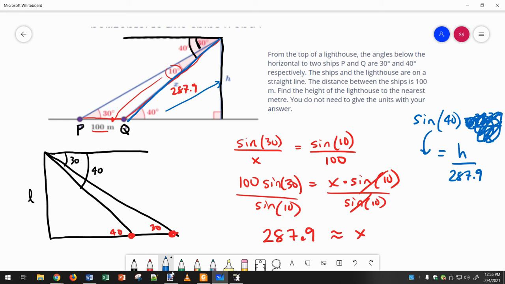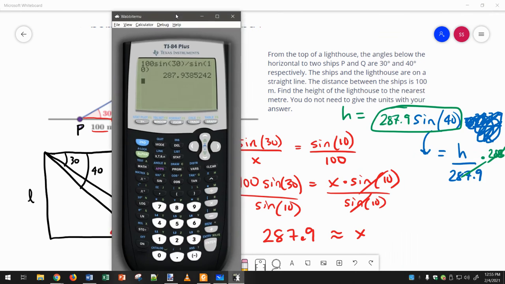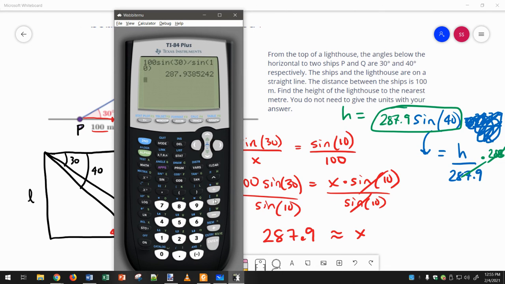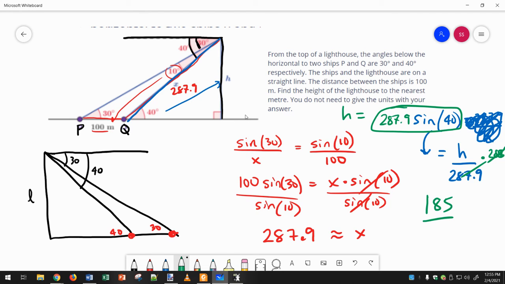Sine of 40 goes there. So now sine of 40 is just a number. We can multiply both sides by 287.9, or about 288. So that will cancel out. And so we do 287.9 times sine of 40, and that's going to give us the height of the lighthouse. So I'm just going to keep that number in the calculator since it's got all the decimals, and just say times sine of 40, and then I can round that answer from there. It says round to the nearest whole number, so since we've got a 0 here, we can just leave it 185.